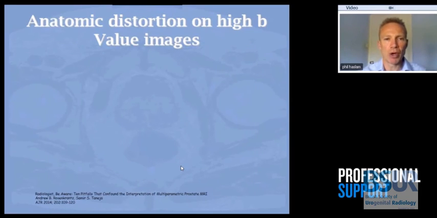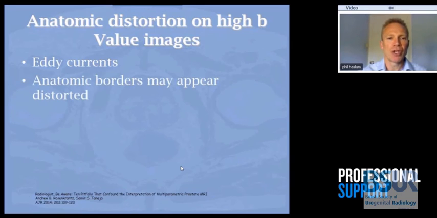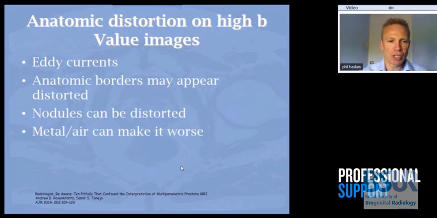The other thing to be aware of is this anatomic distortion you get at high B-value images. This is due to various abnormalities in the magnetic field when you're using particularly high B-value images. So you get eddy currents, you get anatomic borders can appear distorted, nodules can be distorted, metal and air can make it a lot worse. Now this is important if you do diffusion-weighted imaging. You've probably noticed this on anyone who's had a hip replacement. If you've had a hip replacement, particularly bilateral, it can make the DWI completely worthless. The images are distorted all over the place.